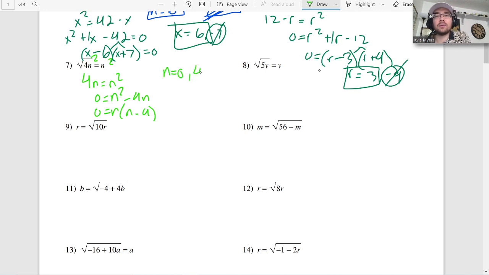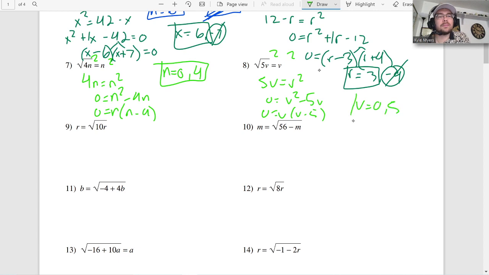So n equals 0 or 4, and both work again, right? This is going to be exactly like the other one. 5v equals v squared. V squared minus 5v equals 0. V times v minus 5 equals 0. So v equals 0 or 5.